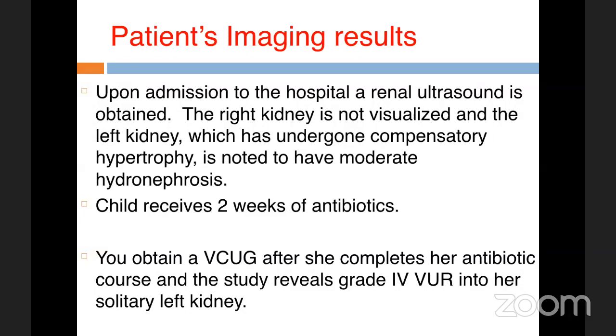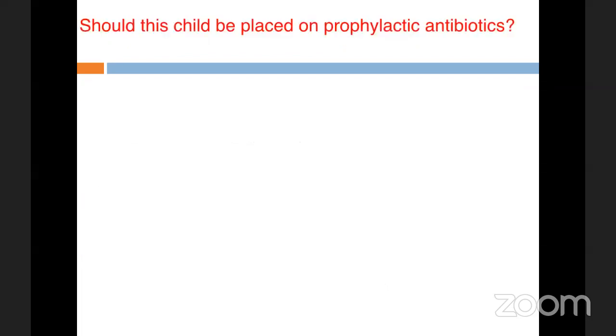So I'm going to give 2 weeks of antibiotics. Since there is a single kidney and there is hypertrophy and UTI is there, I'm going to do voiding cystourethrogram. And for this child, after 2 weeks of antibiotics, we did voiding cystourethrogram, which showed grade 4 vesicoureteric reflux in the left kidney. So there is vesicoureteric reflux, which means that the urine is going to reflux to the left kidney. So should this child be placed on prophylactic antibiotics?